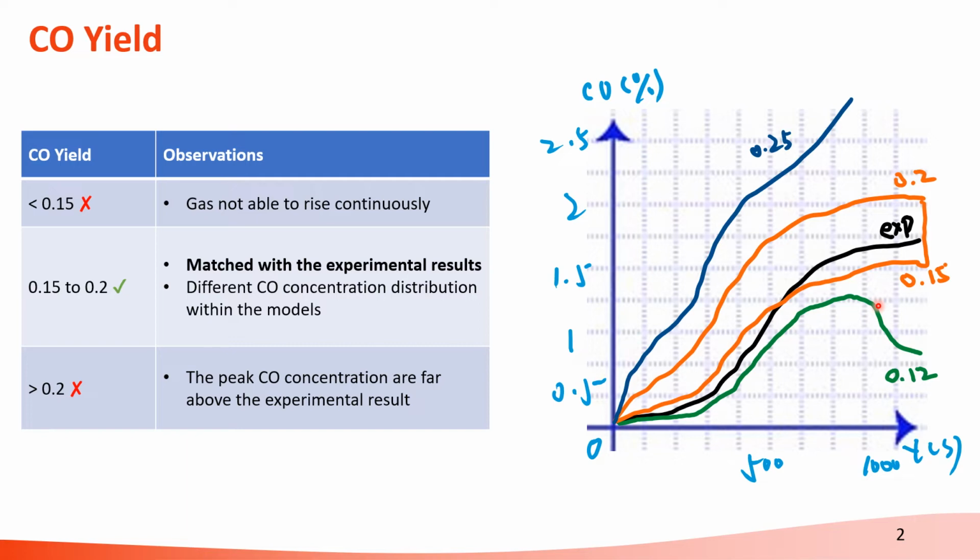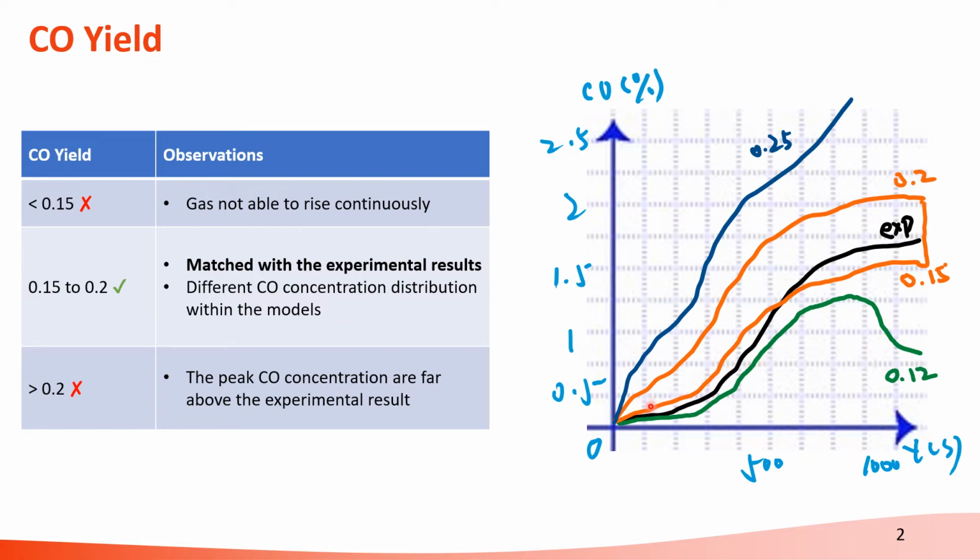So why? This is because the weight of the gas will become heavier as the simulation time becomes longer, as there is so much carbon dioxide released from the surface. As we know, carbon dioxide is heavier than carbon monoxide. So for CO yield lower than 0.15, the weight of the gas will become heavier so that it cannot sustain the trend of the experiment.